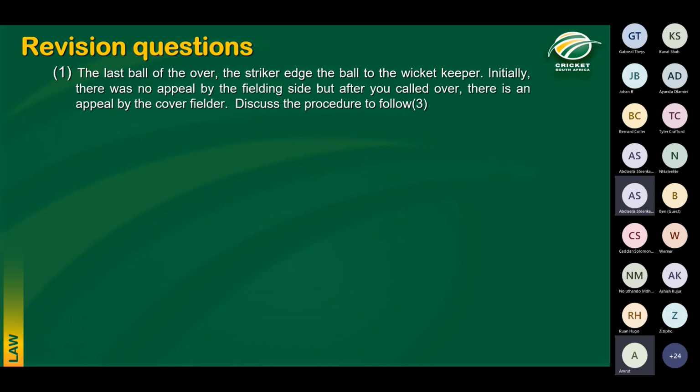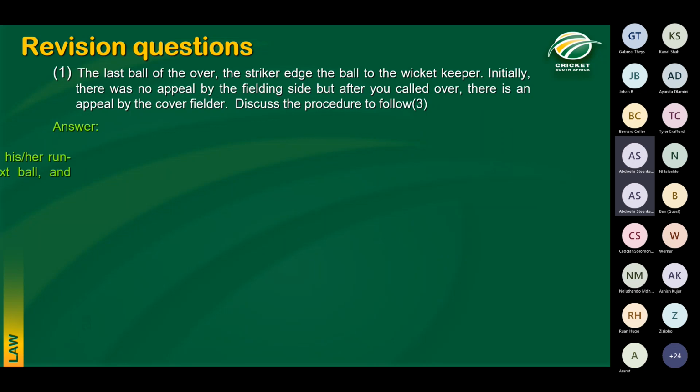So in this case, when the umpire calls over, the appeal is still valid till the next bowler starts his run up or his action. The call of an over does not invalidate an appeal. So if it's an edge, it can be given out before the next bowler starts his action or his delivery stride.